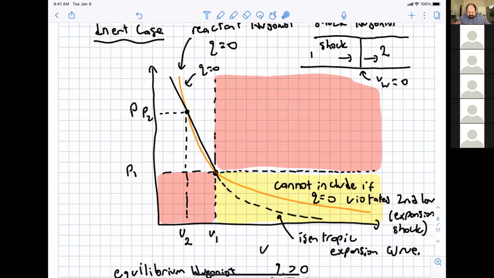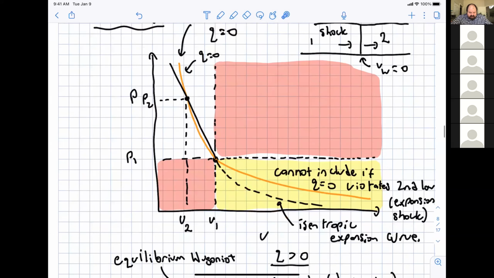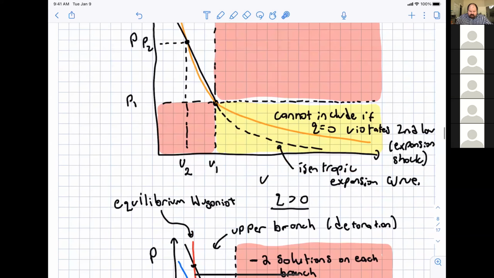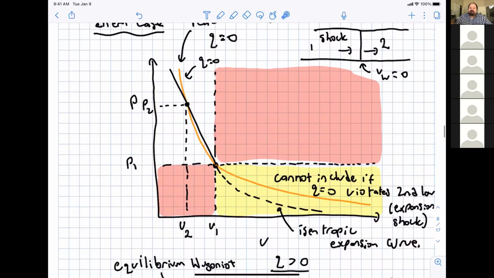Okay, and so the physics is a bit different. So just be aware that if you're dealing with an inert shock wave, this region here is also forbidden by the second law. Okay, so for shock physics, the only relevant branch is this upper branch right here. Okay, so are there any questions with this?